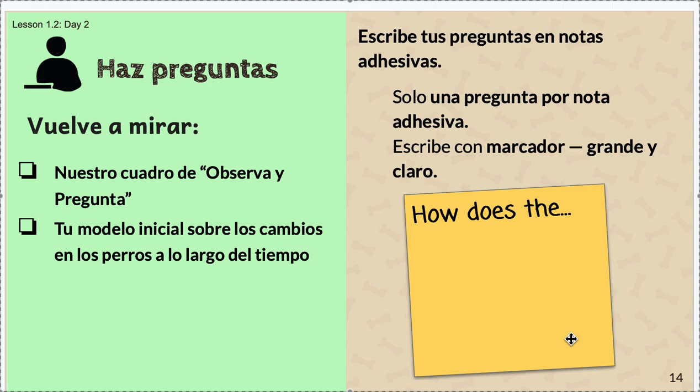Día 2 de Ciencia. This is day 2 of science. Lo que van a necesitar, what you'll need for science today. You're going to need your science notebook. You're also going to need the model you did for the dogs.